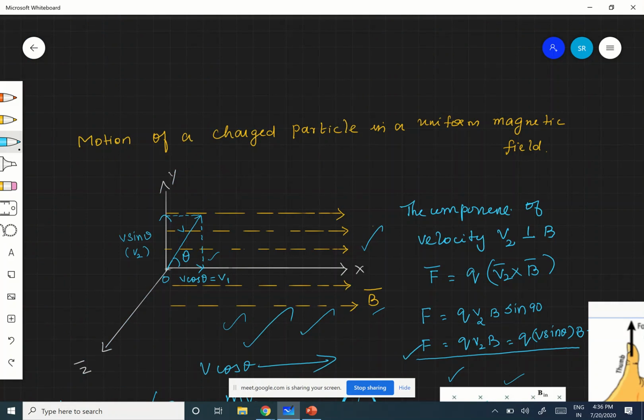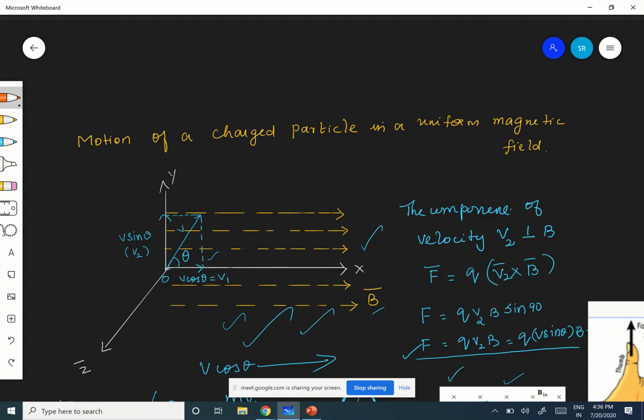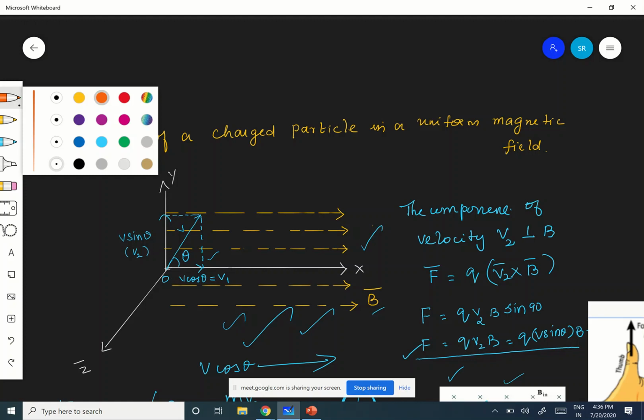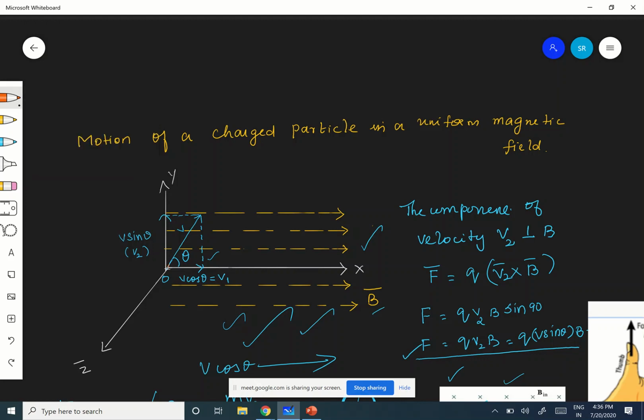So it traces a helical path. Now let me try to draw the helical path here. Let me take something. So, helical path. Now see here, it will be moving like that. Let me try. I said it will be moving like this. How nice, you see. So it will be moving like that. So it traces a helical path.